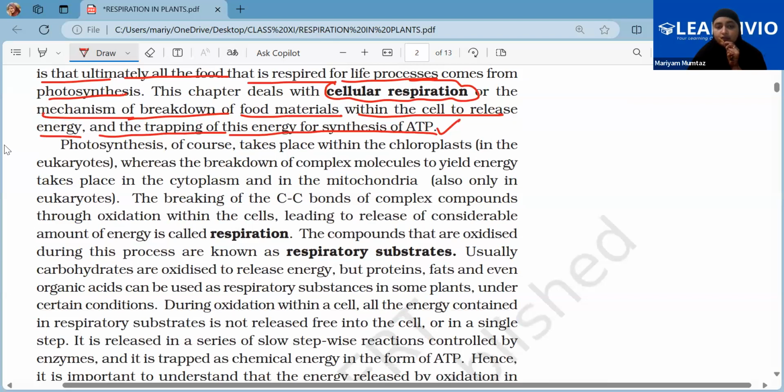Now, photosynthesis, of course, takes place within the chloroplast in the eukaryotes, whereas the breakdown of complex molecules to yield energy takes place in the cytoplasm and in the mitochondria, also only in eukaryotes. Because first of all, prokaryotes do not have these organelles. Secondly, the mitochondrion is the powerhouse of the cell, right? And how is it so? Because ATP synthesis takes place there. Secondly, all the aerobic respiration takes place in mitochondria itself.